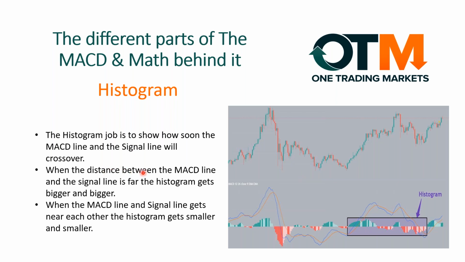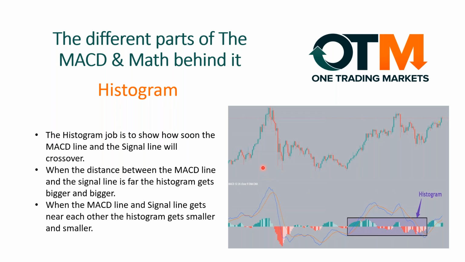When the distance between the MACD line and the signal line is far, the histogram gets bigger. Notice here, for example, how the bars are really big, the distance between the lines is big, and it's getting bigger. But if we look here, at this small size, notice how the bars are small and the MACD line and the signal line are getting closer to each other. This is what I mean by a double verification or a triple verification system.